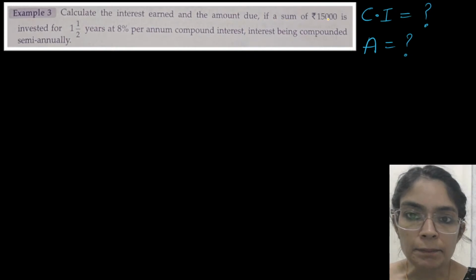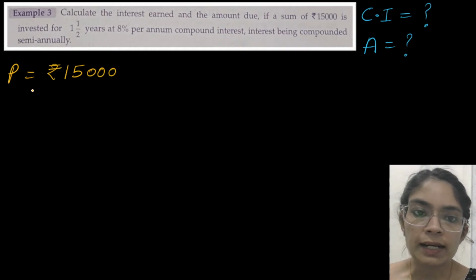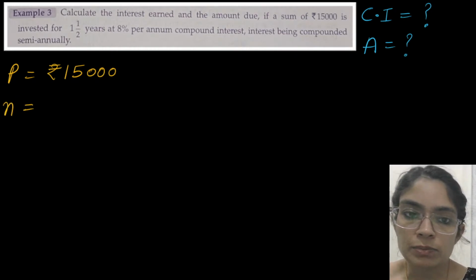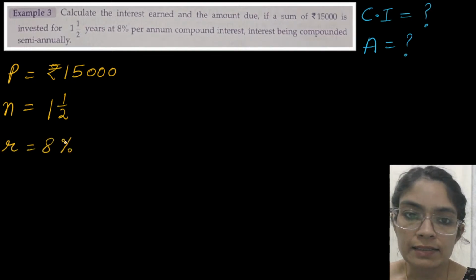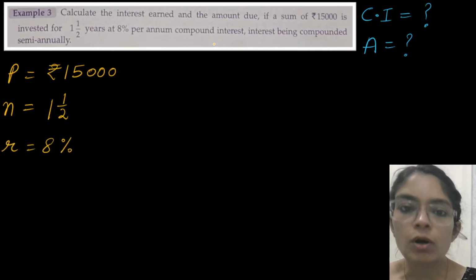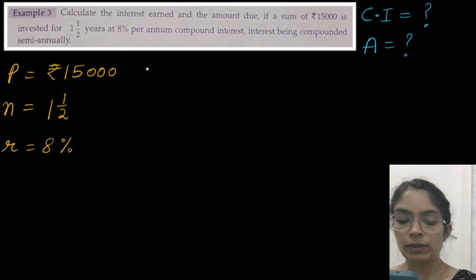If a sum of 15,000 is invested for 1.5 years, so how much money is invested? That is known as principal. So 15,000 is invested for 1.5 years. So the time period is 1.5 years, and I am writing it. Rate is given to us at 8%. Rate is 8% per annum compound interest, with interest being compounded semi-annually.